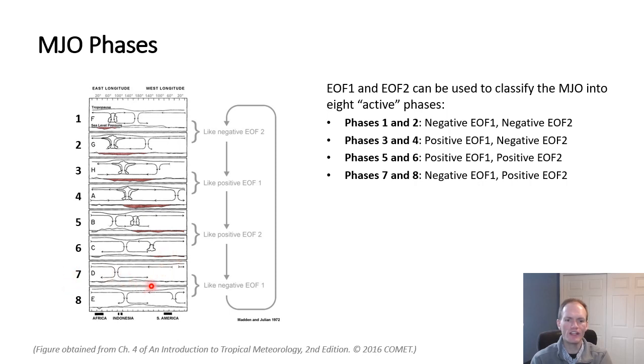Finally, phases 7 and 8, as we have here at bottom, are like the inverse of EOF1 from the previous slide, so implying suppressed convection in the maritime continent area, but positive EOF2, so implying enhanced convection into the equatorial Pacific Ocean. And we see the suppressed phase of the Madden-Julian Oscillation with tropospheric deep descent here between the eastern Indian Ocean through Indonesia and the maritime continent.